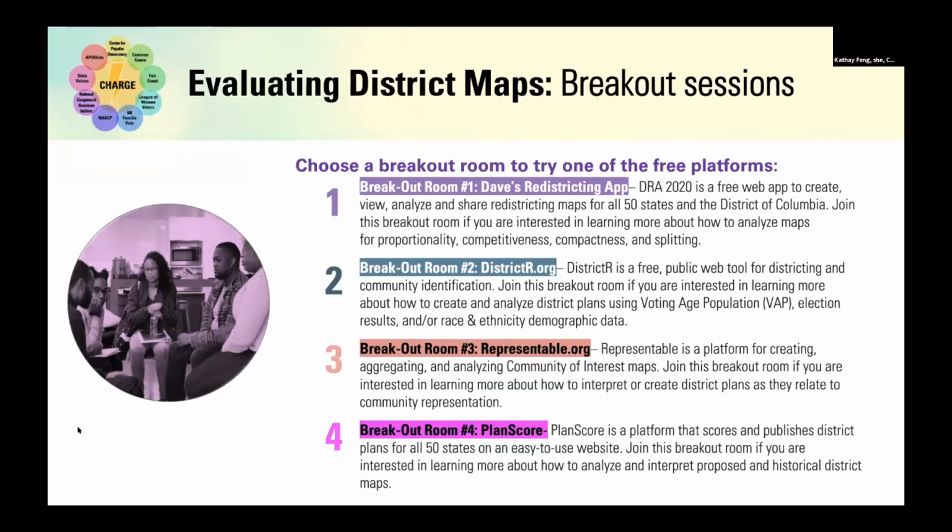And then next up from Representable is Michaela and I think Kyle. So I'm going to see if I can get his screen up as well. But Michaela, get started. Totally. So Representable is a free tool for mapping communities of interest. It's open to the general public.